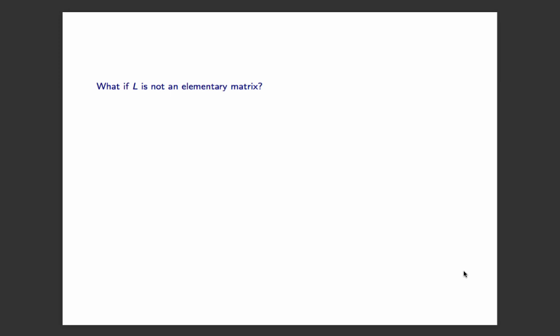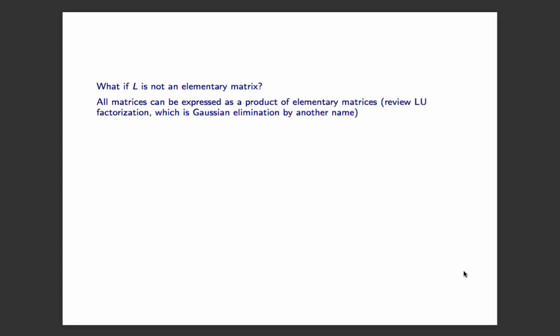Now, of course, what if L is not an elementary matrix? Well, all matrices can be expressed as a product of elementary matrices. You may have seen this result in your linear algebra. It may have been presented in another context. Specifically, this is often proven when you're looking at LU factorization, which is essentially Gaussian elimination by another name.